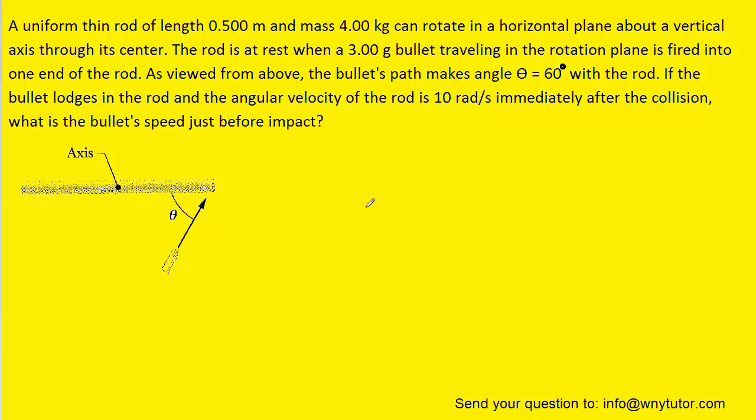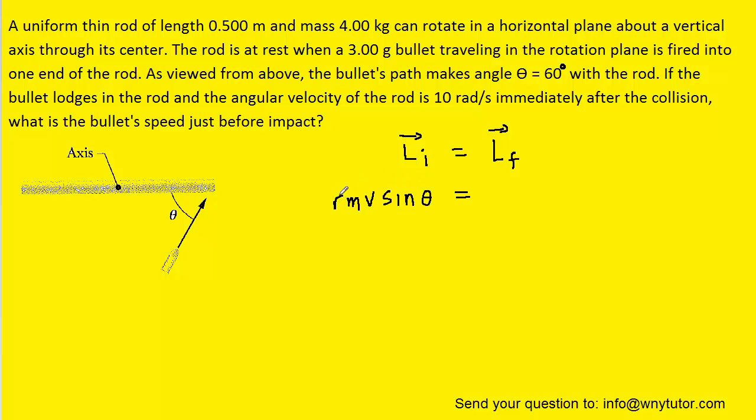It turns out that because we have a collision between the bullet and the rod, we can conserve angular momentum. That can be written as L sub I equals L sub F, which stands for the initial angular momentum equaling the final angular momentum. Initially, the only object that's moving in the system is the bullet, so it will be the only object that has angular momentum. So let's fill in the expression for the angular momentum of the bullet.